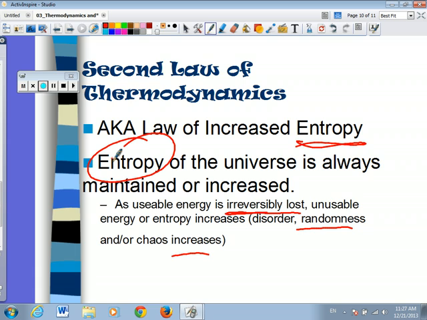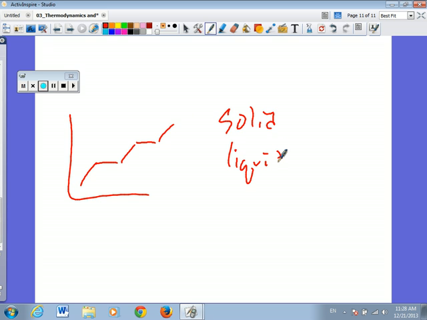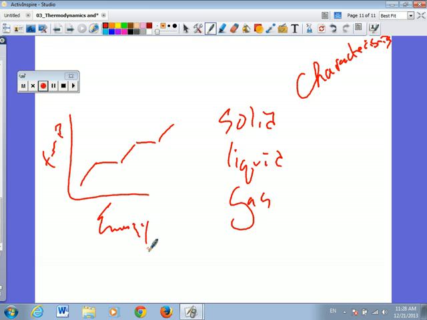That entropy is increased. Remember, thermodynamics, phase change diagrams, right? You've got to know what's going on during these phase changes. You need to know where your solids are, where your liquids are, where your gases are, okay? You need to know the characteristics of these things. Do you remember those from chemistry? Characteristics has to do with molecular movement and things of that nature. Remember, this would be your temperature, this would be your energy, okay?